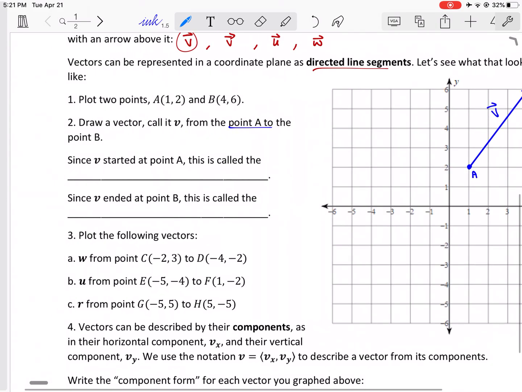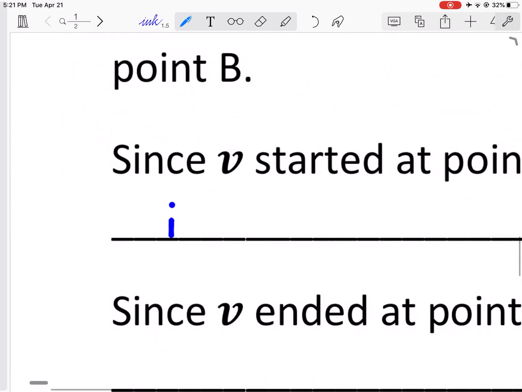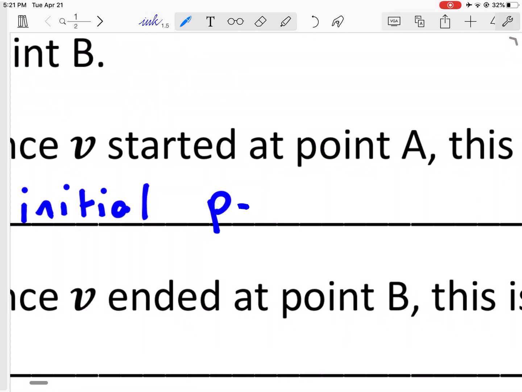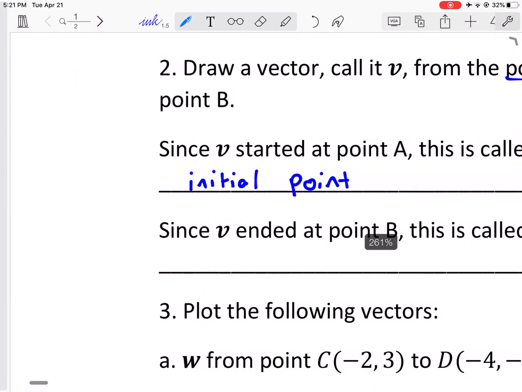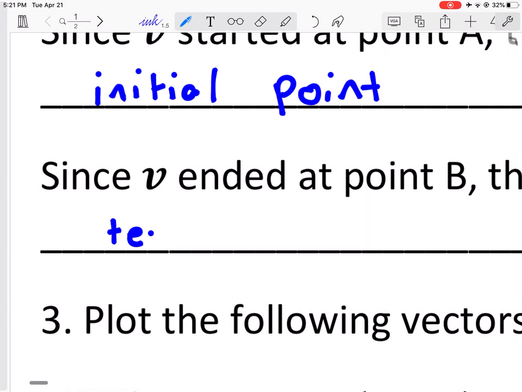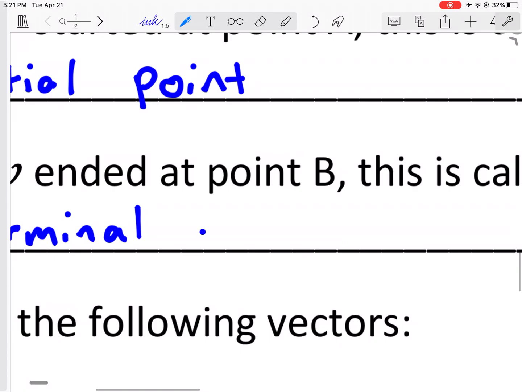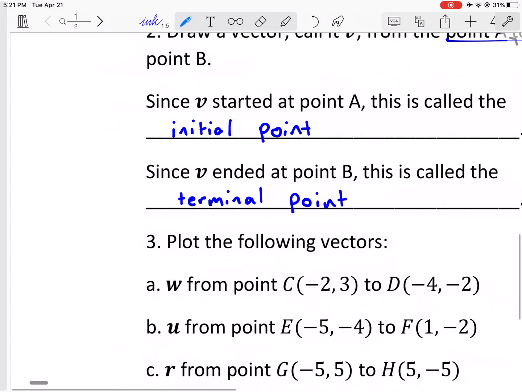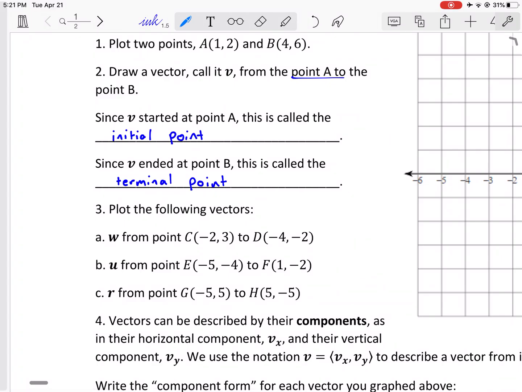All right, so we have a couple names for these. Since the vector v started at point A, this is what we're going to call the initial point, because it initiated at point A. Since it ended at point B, we're going to call this the terminal point. It terminates at point B. So we have an initial and terminal point of every vector.